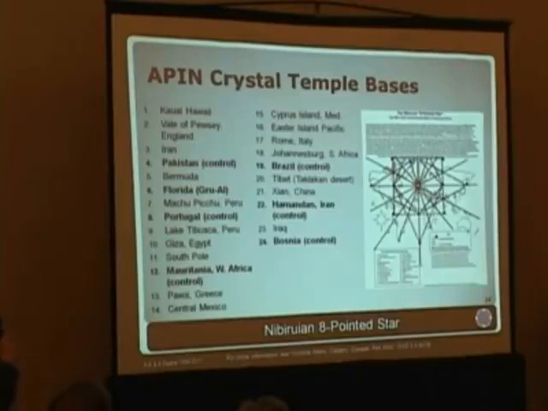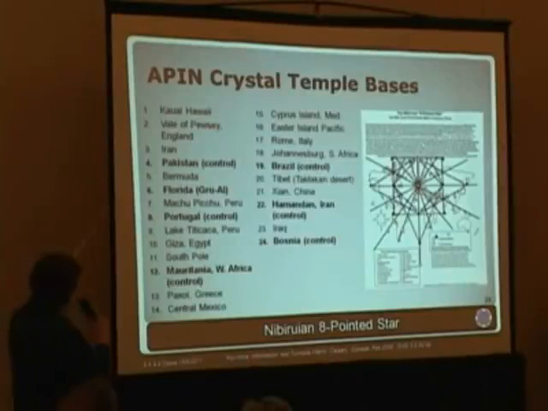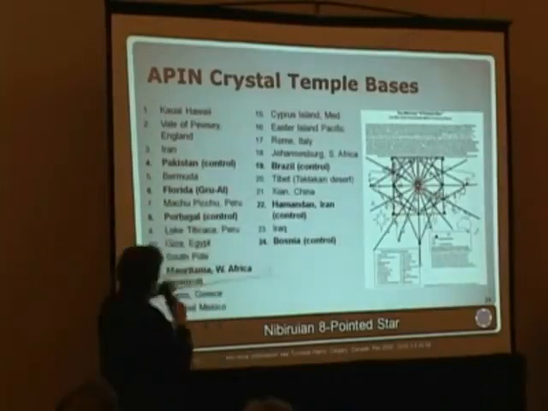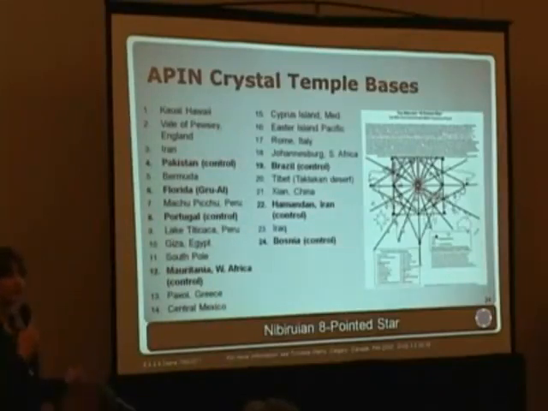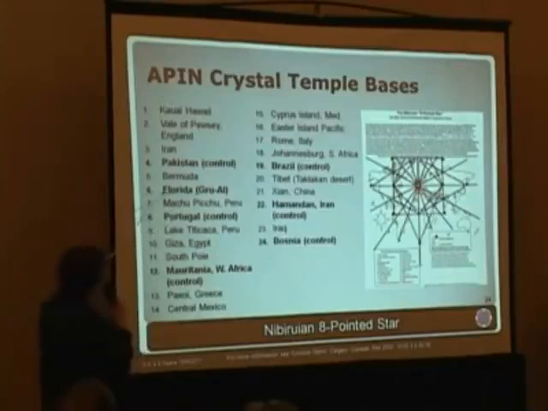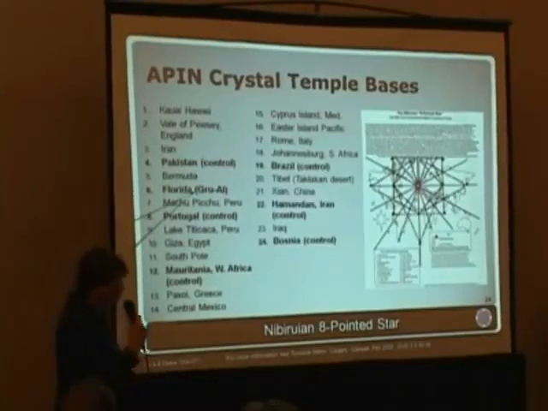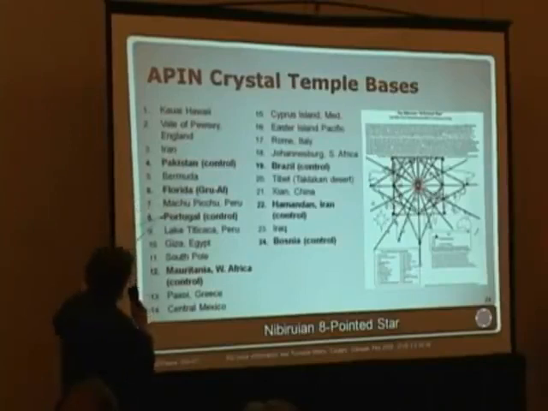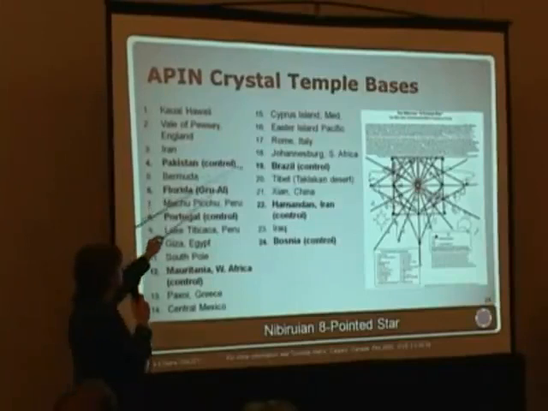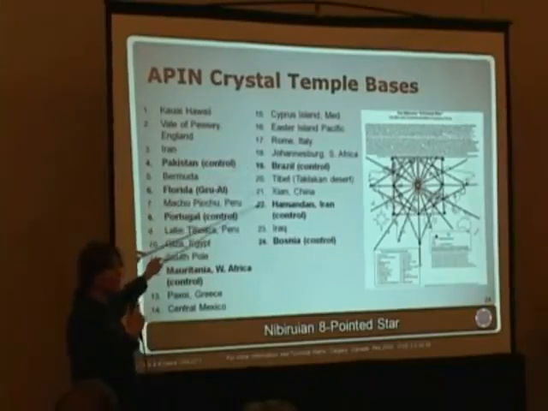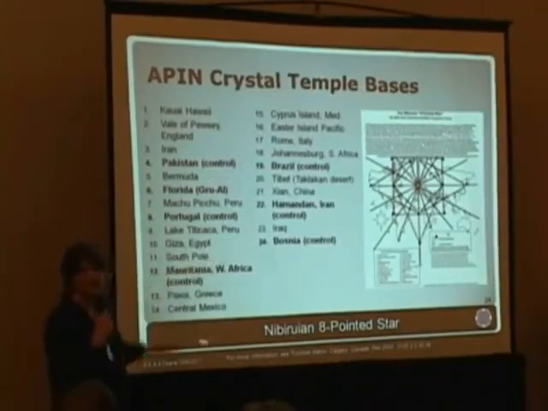So now this looks a little different, doesn't it? The places are the same here, but now we have Pakistan as a control center for the Apin Systems when they're under fallen angelic control. Same with the Florida Gruel here. I'm sorry, not the Florida Gruel. Thank goodness not that one. Portugal is a control. Mauritius, West Africa is control. Brazil is a control center. Hamadan, Iran is control, as is Bosnia. So that may answer your question, but I don't know.